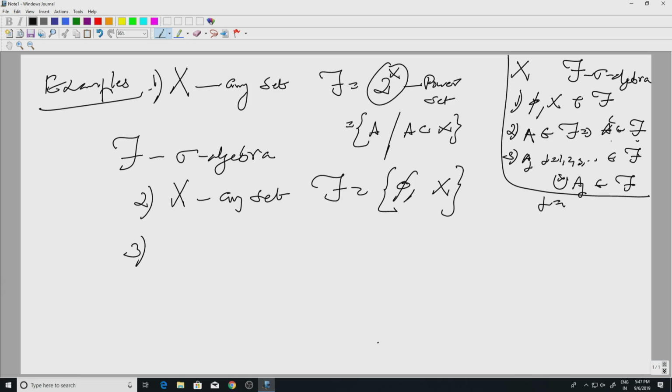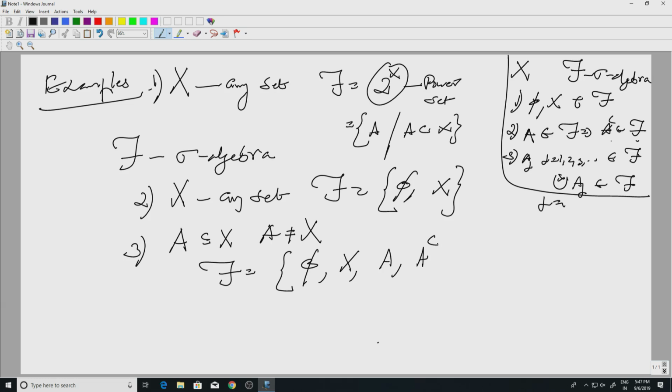Now, let us start with some interesting examples. Let us take some set A contained in X, A not equal to X, and look at script f to be equal to, I know that it should have the empty set, I know that it should have the whole space. Let us put A. If A is there, I know the second property tells me that A complement should be there. Third property tells me that unions should be there. But the union of any of these will give me some set here itself. So, this is a sigma algebra, right.